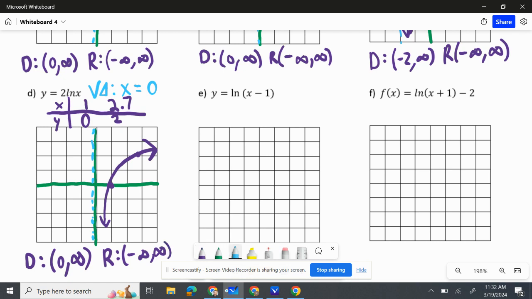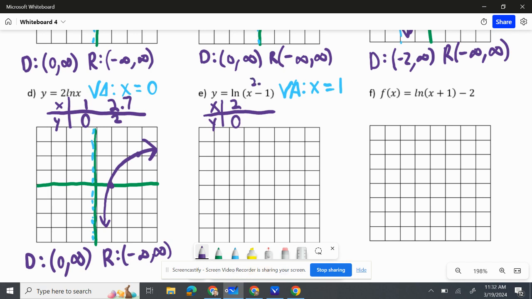Letter E, we're going to do our vertical asymptote. And our vertical asymptote is x is equal to 1 because we're trying to figure out what gives us a 0 inside the parenthesis, and we know 1 minus 1 is 0. Once again, we have to be clever to figure out what our x values are. And so what gives us a 1 here would be a 2. 2 minus 1 is 1. And of course, the natural log of 1 would be 0.